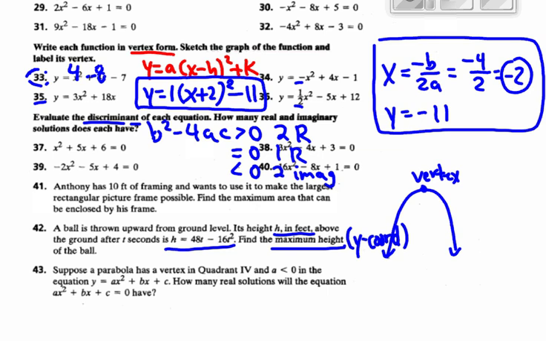Suppose a parabola has a vertex in quadrant 4, and a is less than 0. That means it opens down, with the vertex in quadrant 4. So you have something like this as an example. How many real solutions will the equation have? Remember, this is the real number line, and this is the imaginary one. So does it cross the real axis, or the x-axis, at all? No, so it has 0 real solutions. Okay, so there you go with that.